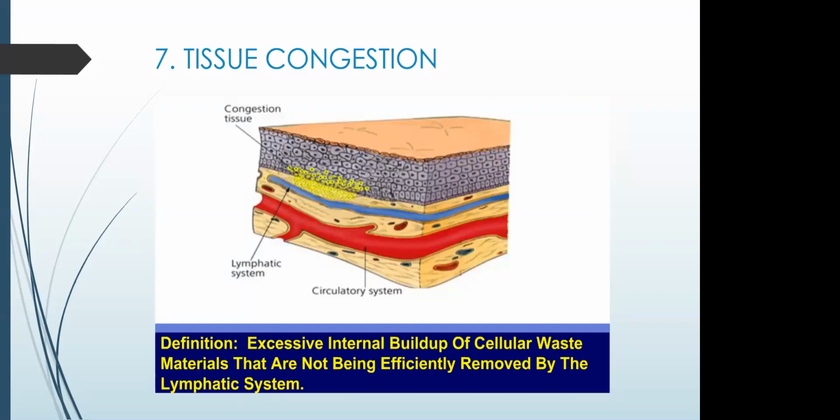Number 7, tissue congestion. This is excessive internal buildup of cellular waste material that can be felt as bumps beneath the surface of the skin, and it may be visible. The cause, congestion, prevents the skin from functioning adequately and tends to become worse if left untreated. It's usually triggered by dehydration, leading to recessive stratum corneum. Other contributing factors could be medication, improper diet, illness, and a sedentary lifestyle. And here are some examples of tissue congestion.